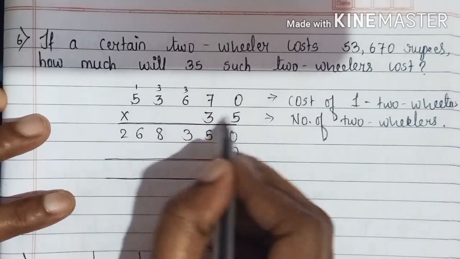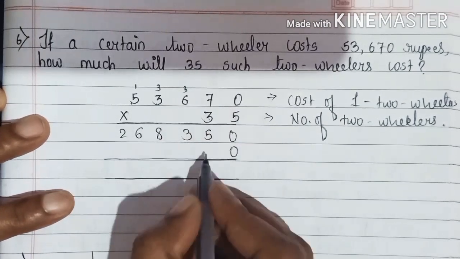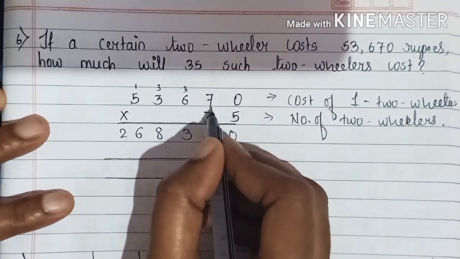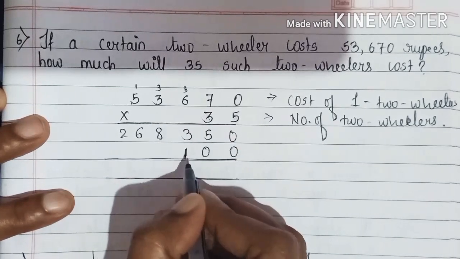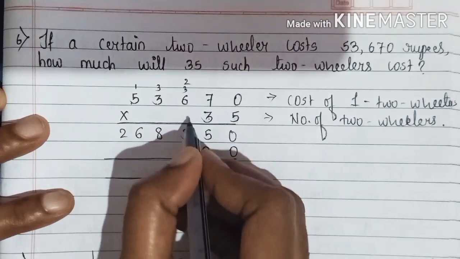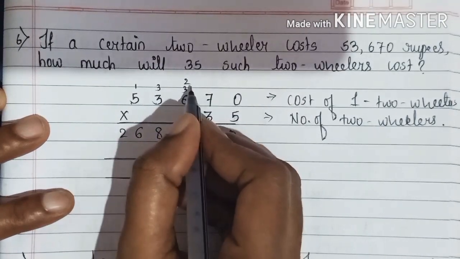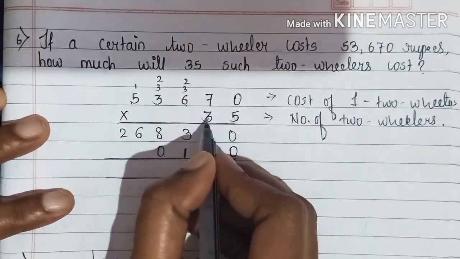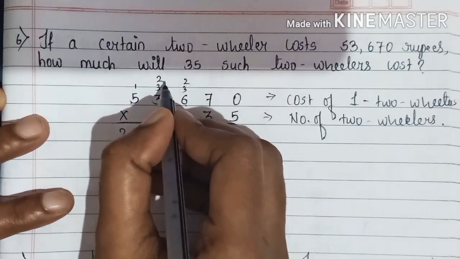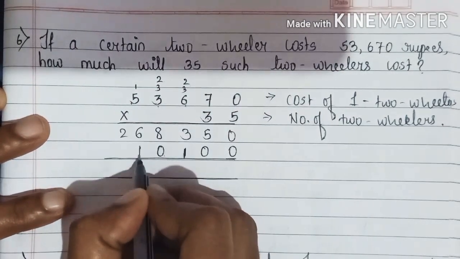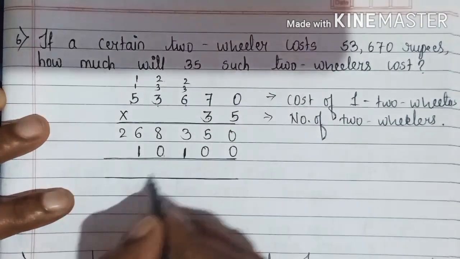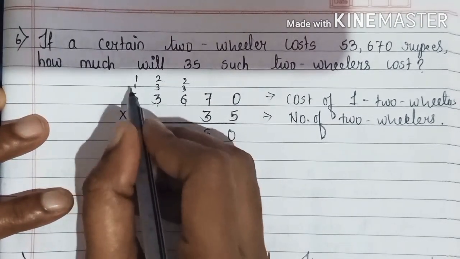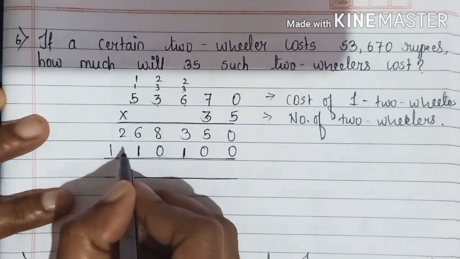Now multiply 3 by all the numbers. 3 zeros are 0, 3 sevens are 21, 1 will be here and 2 will be carryover. 3 6s are 18, 18 plus 2 will be 20, 0 here and 2 will be carryover. 3 3s are 9, 9 plus 2 will be 11, 1 will be here and 1 will be carryover. 3 5s are 15, 15 plus 1 will be 16.